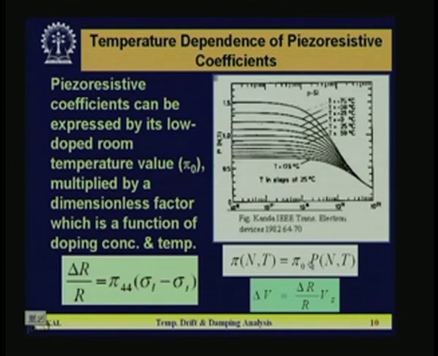So, pi(N,T) is equal to pi naught into P(N,T), and P(N,T) is basically a dimensionless quantity whose variation with doping concentration and temperature was calculated by various people. One curve has been reproduced here from a paper in IEEE Transactions on Electron Devices, 1982, by Kanda. This plot shows how P(N,T) varies with different temperatures, starting from minus 50 degrees to 150 degrees centigrade, and different concentrations from 10 to the power 15 to 10 to the power 20. The plot shows that P(N,T) at lower concentration varies much with temperature, but at higher concentration the variation is less.